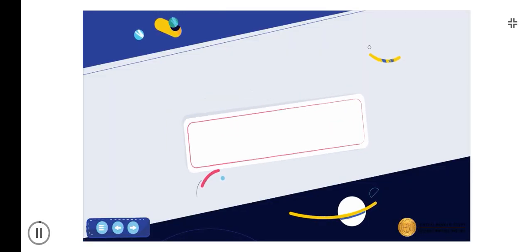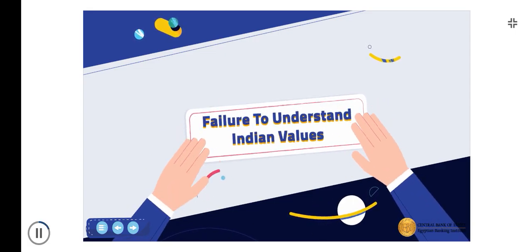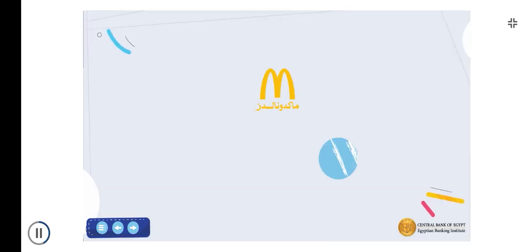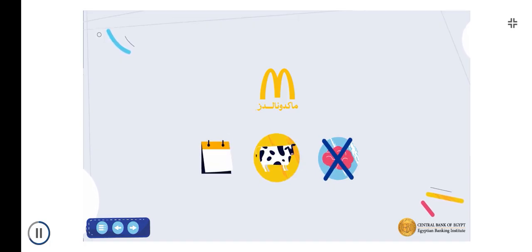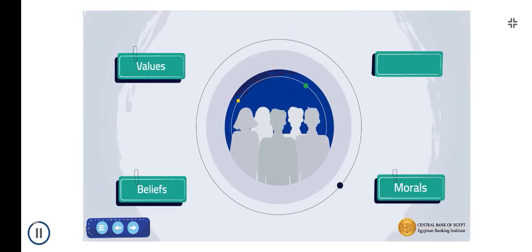We have some examples of how some companies fail to understand the culture of different countries and accordingly designed poor strategies. The first example is McDonald's in India. When they penetrated this market, they introduced the original product, which is beef. This was a very insulting issue for the Indian people because of their religion.